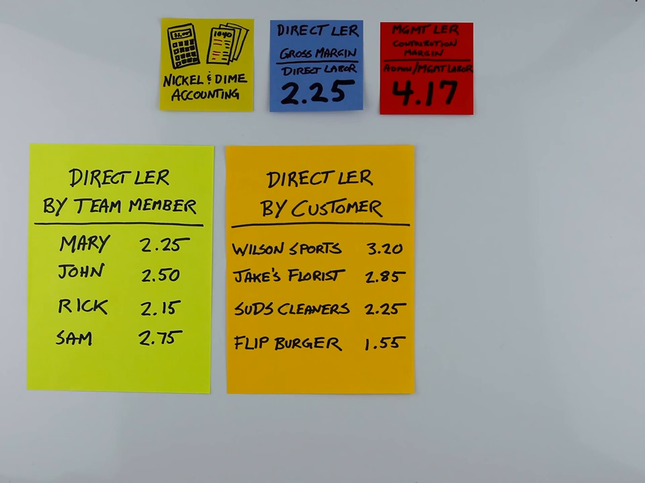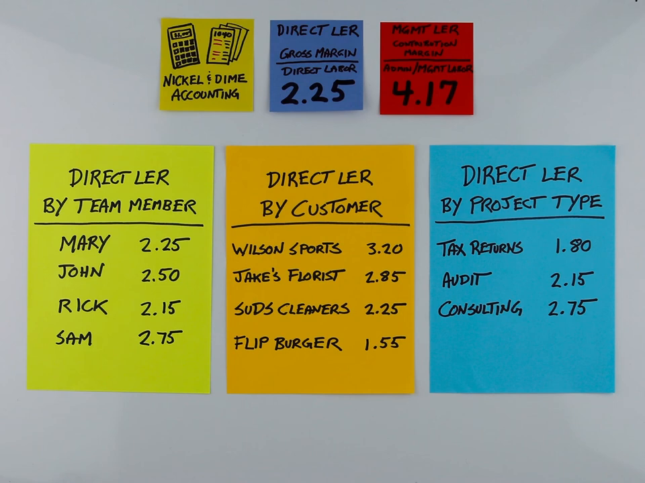In my business, I did this every year, and we always analyzed the customers and then had an action plan moving forward. And then the final analysis that Nickel and Dime Accounting is doing is they're looking at their LER by project type. So they do 3 types of services. They do tax returns, audit, and consulting. And you can see for the tax returns, they're only getting a 1.8 LER, which is pretty low, but it's commodity work. It's high volume work. So that kind of makes sense.